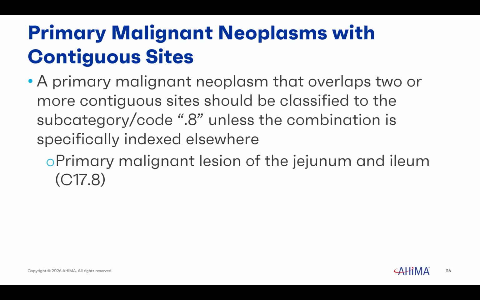Primary malignant neoplasms with contiguous sites. There are some specific guidelines for this, and sometimes you'll see neoplasms that overlap two or more sites. So these are coded to subcategory .8 unless there's a combination code that's specifically mentioned elsewhere. An example of this is we can have a primary malignant lesion of the jejunum and ileum, which would be C17.8.